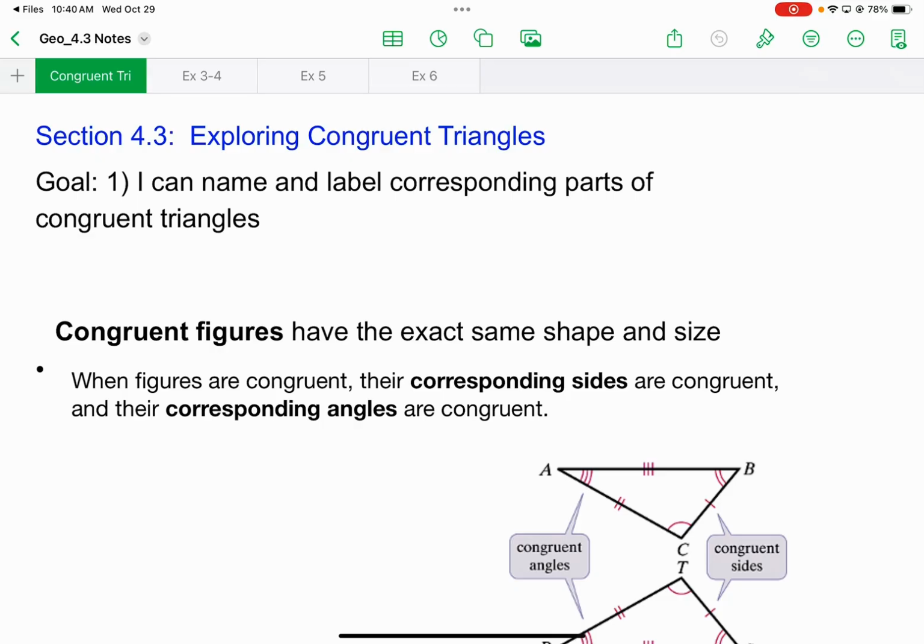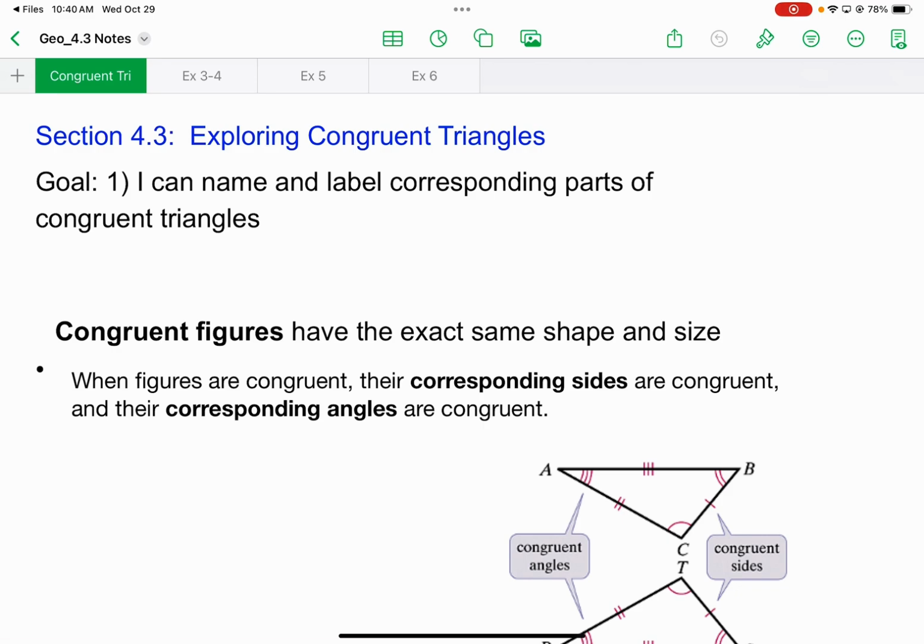So, all right. Today we are going to talk about, like I said, exploring congruent triangles. We know what congruence means. Congruence would be same size, same shape. The main thing we're going to focus on is corresponding parts of congruent triangles, okay?